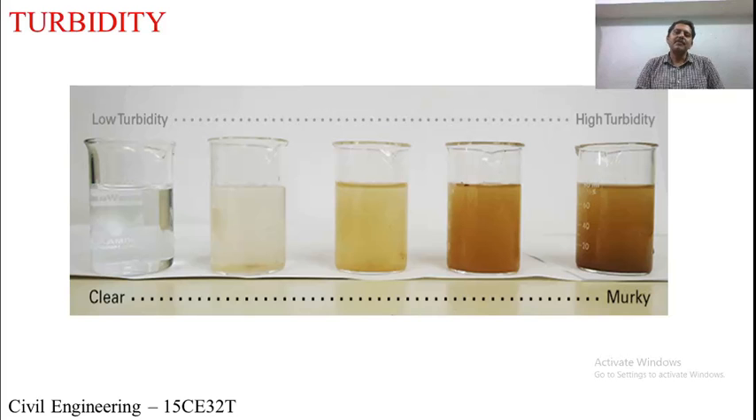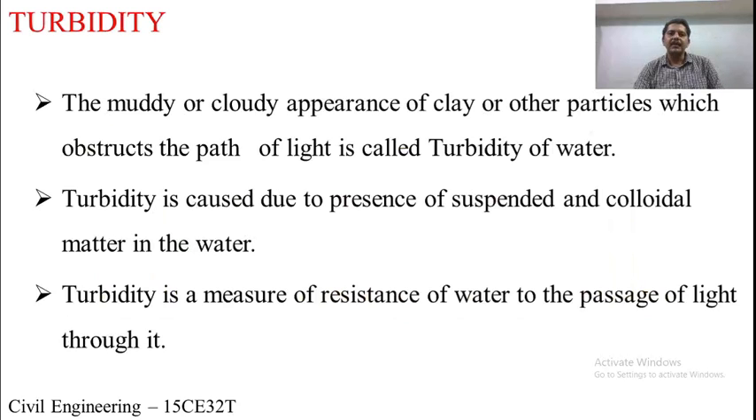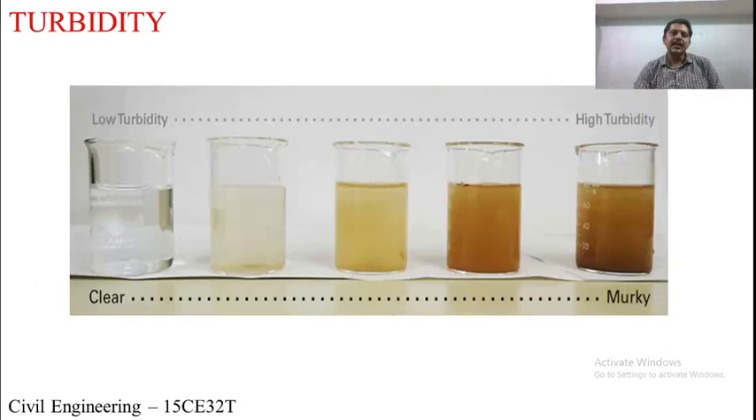So from this, can you guess what is turbidity? Turbidity is the muddy appearance in the water due to clay and other particles which obstruct the path of the light. That is called the turbidity of water. So clear water does not obstruct the path of the light.